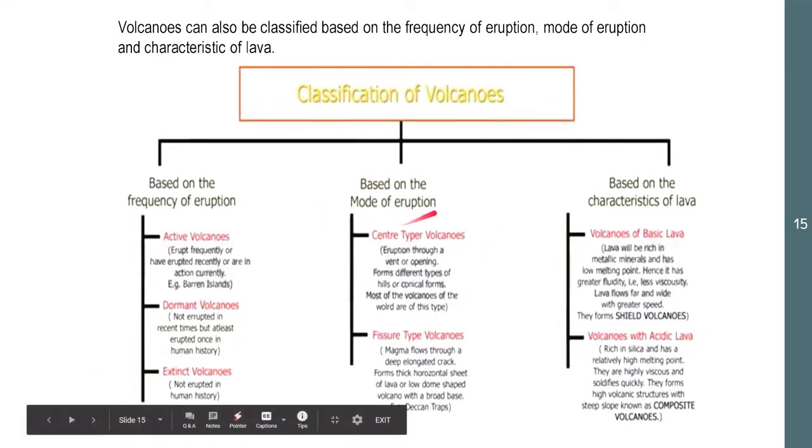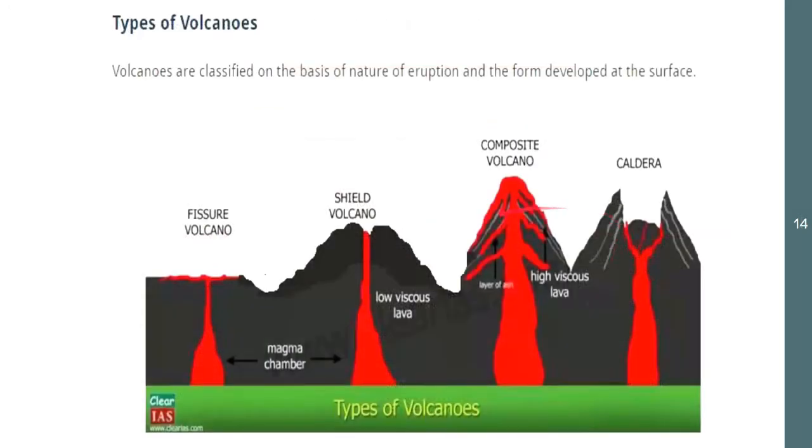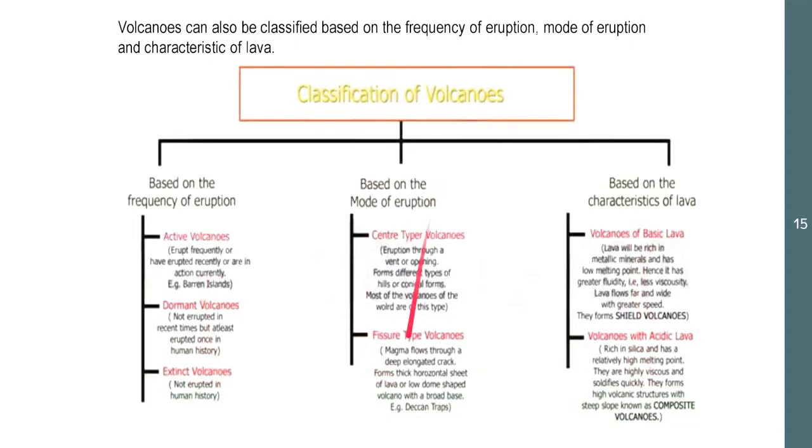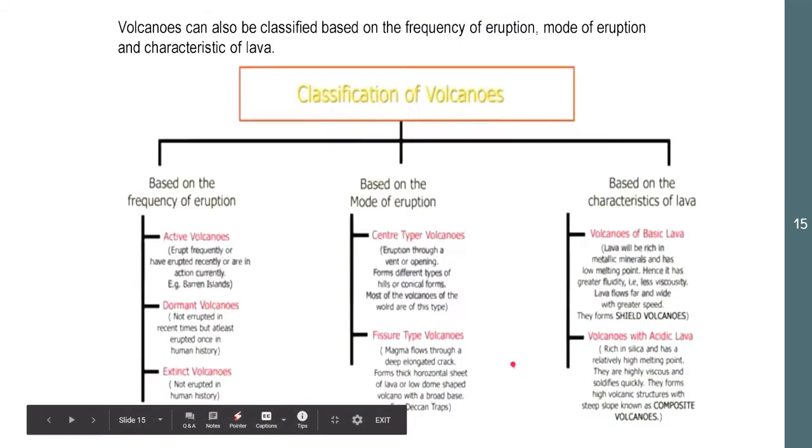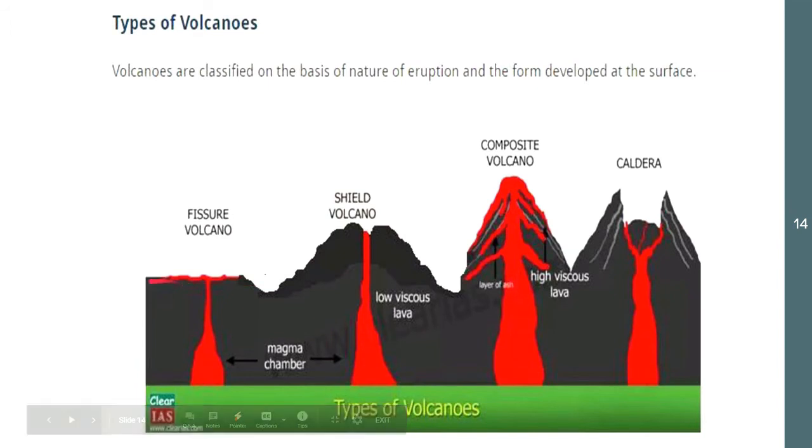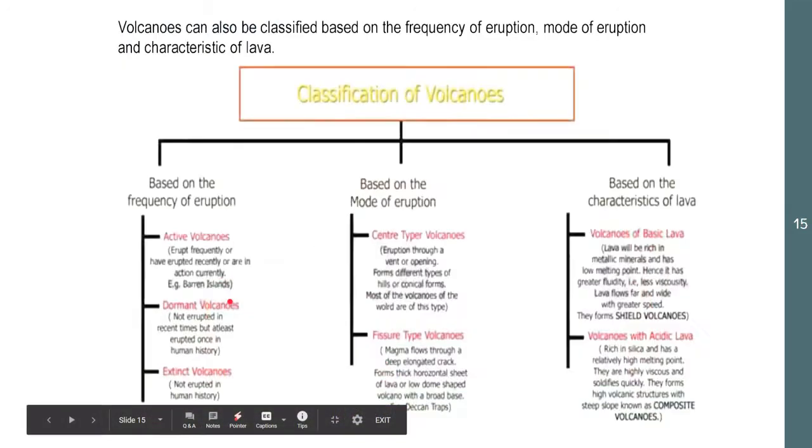In terms of mode of eruption, so center type, they have a conical form wherein lava could erupt or lava could come out. A fissure type, this is this one. There's an opening on the ground, no cone shape, no mountain structure. So just a fissure on the ground.